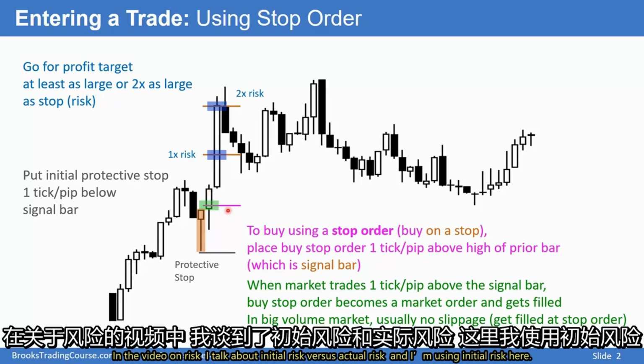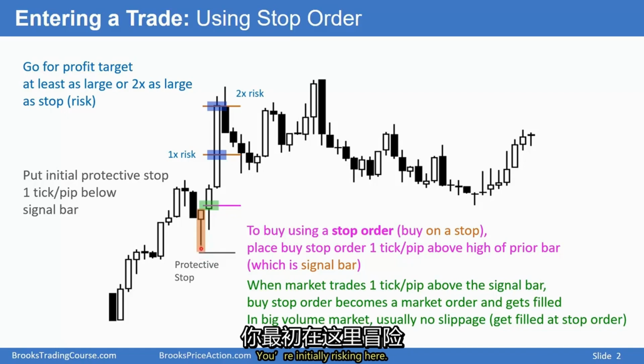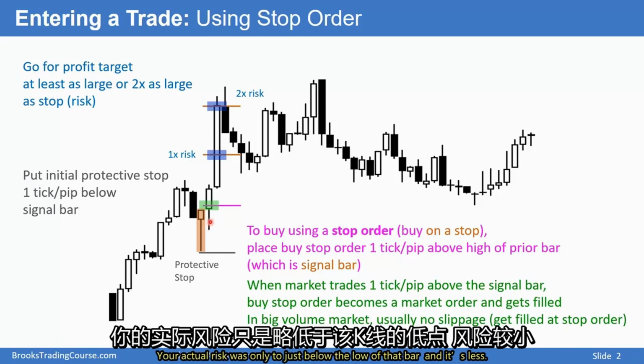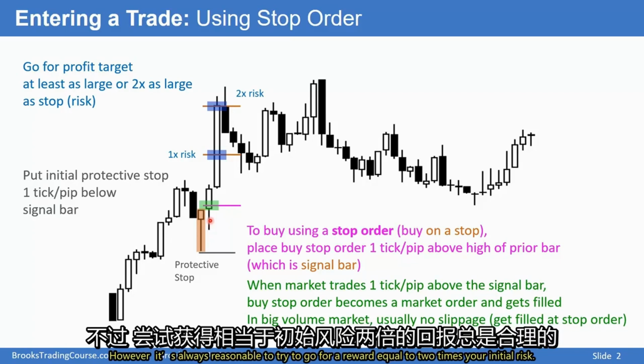In the video on risk, I talk about initial risk versus actual risk, and I'm using initial risk here. You're initially risking here. If you get filled here above this bar, the market might have pulled back here and went up. Your actual risk was only to just below the low of that bar, and it's less. However, it's always reasonable to try to go for a reward equal to 2 times your initial risk.